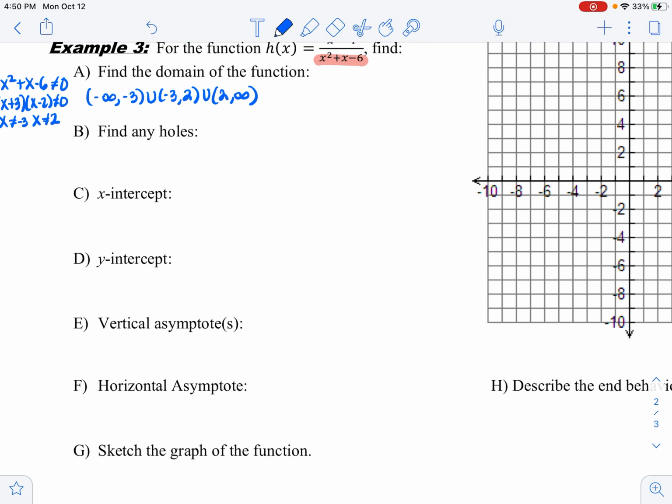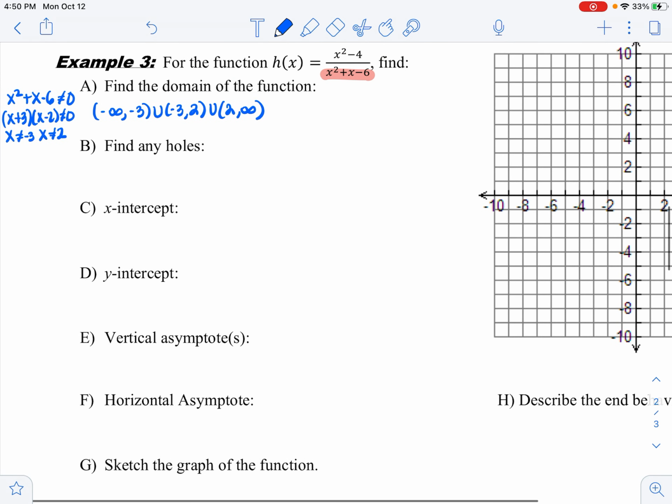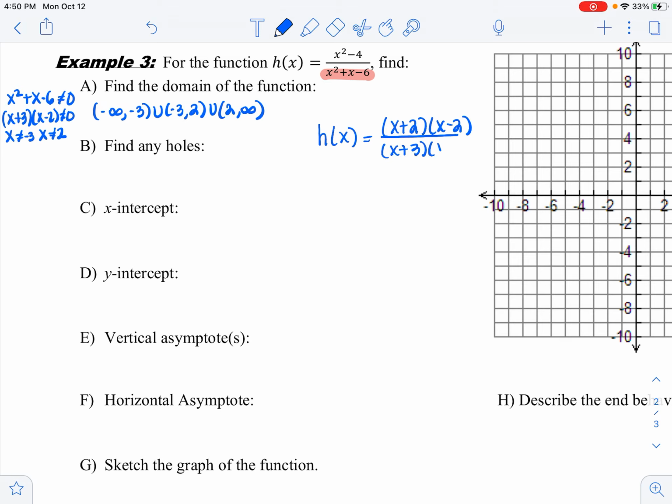Okay, are there any holes? So if there are holes, there will be common factors that cancel from numerator to denominator. So I'm going to put h of x equals. My numerator is factorable. It's a difference of squares. It factors to x plus 2, x minus 2. And then my denominator I already factored. It's x plus 3 times x minus 2. So there is a hole. There's a hole in the graph at 2 comma.